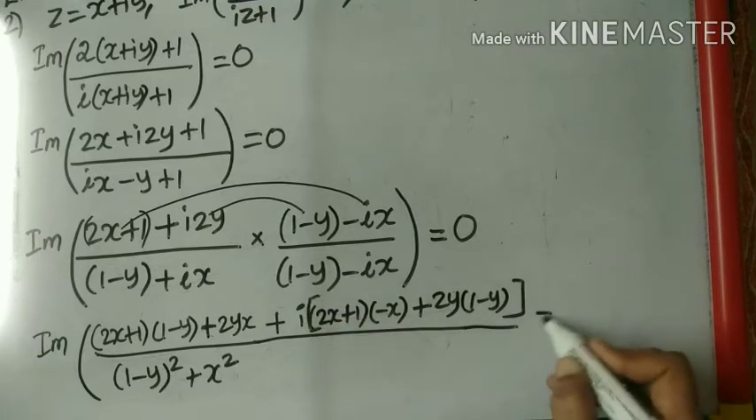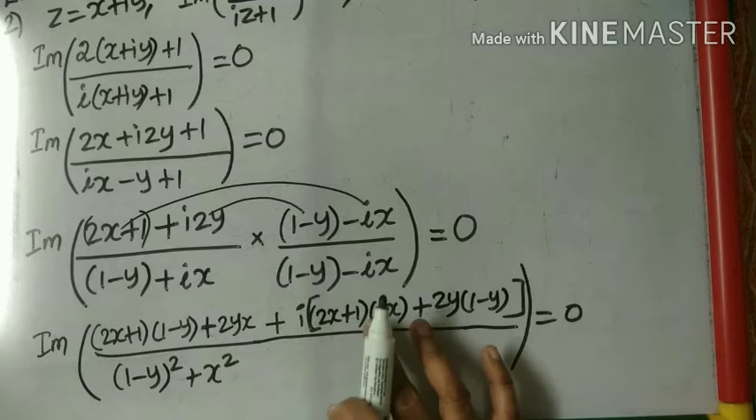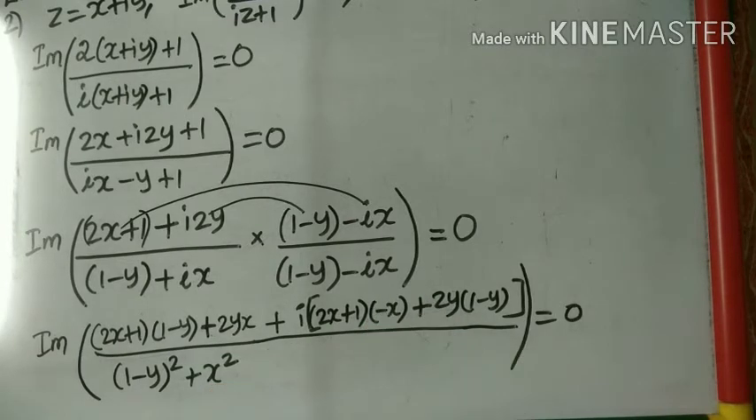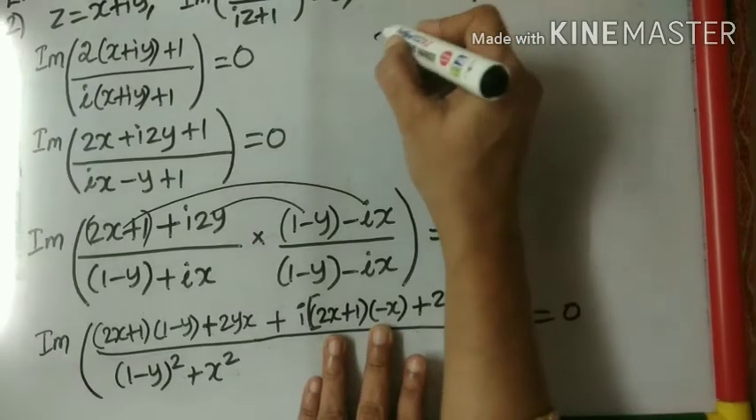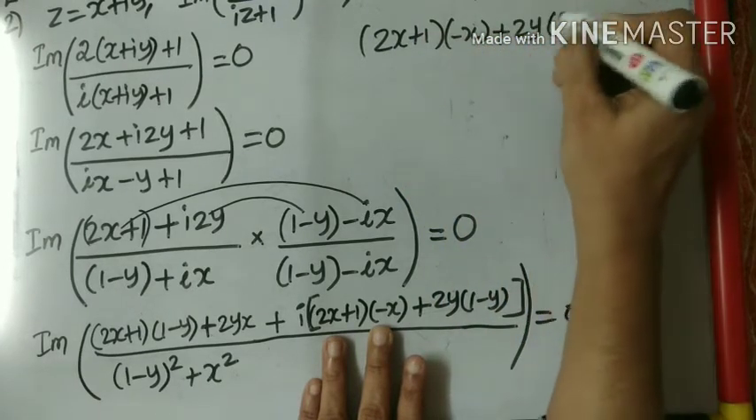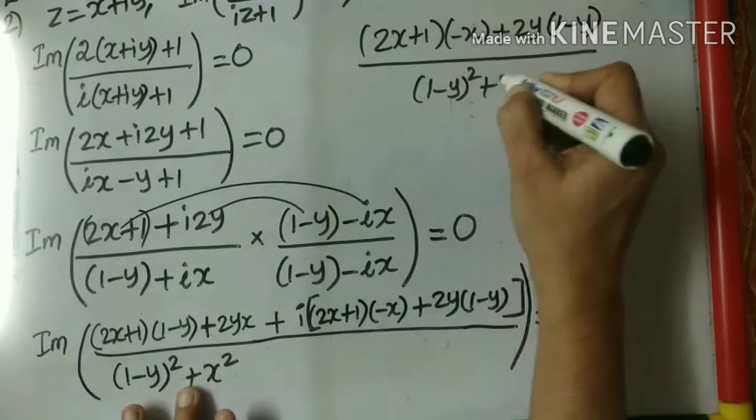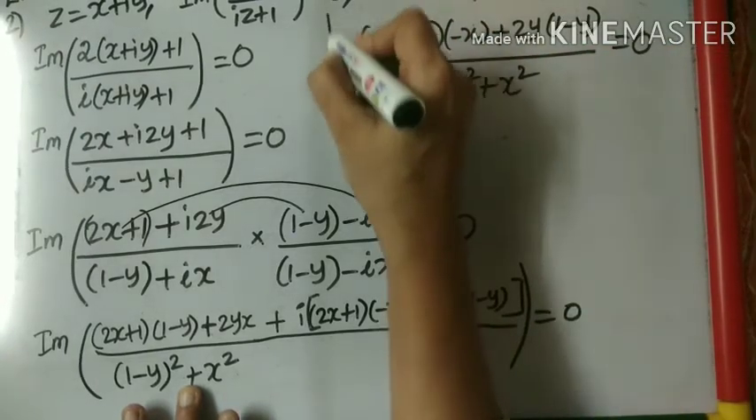And this is all equal to 0. Now my question is only the imaginary part. So forget the real, write only the imaginary part. So what is the imaginary part? Anything with i we call the imaginary part. So this numerator and this denominator alone will come, and that is equal to 0. So I get, let us multiply this, 2x plus 1 into minus x plus 2y into 1 minus y. The denominator is 1 minus y the whole square plus x square, equal to 0.